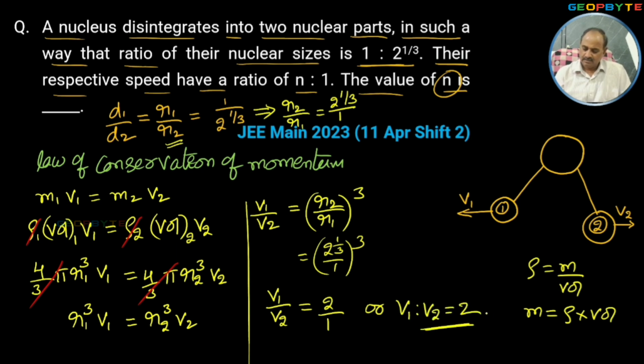That is, v1 is to v2 is equal to 2. That is the answer, 2 is to 1. Understood clearly? Yes. So here n value is, right? It is given n is to 1. N value is 2. Okay.